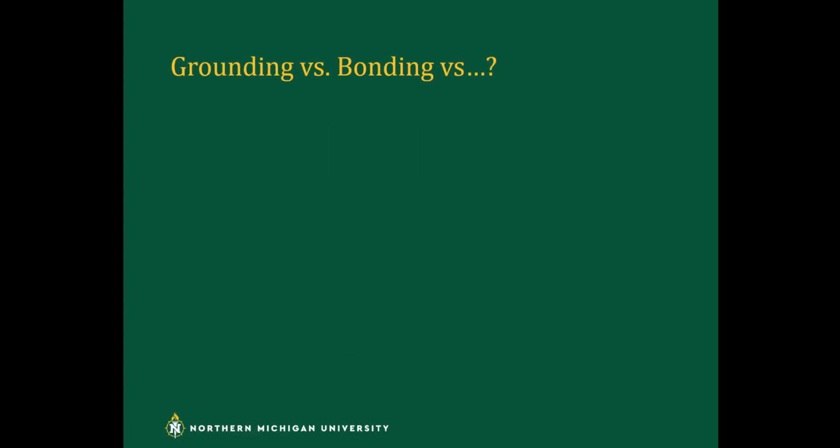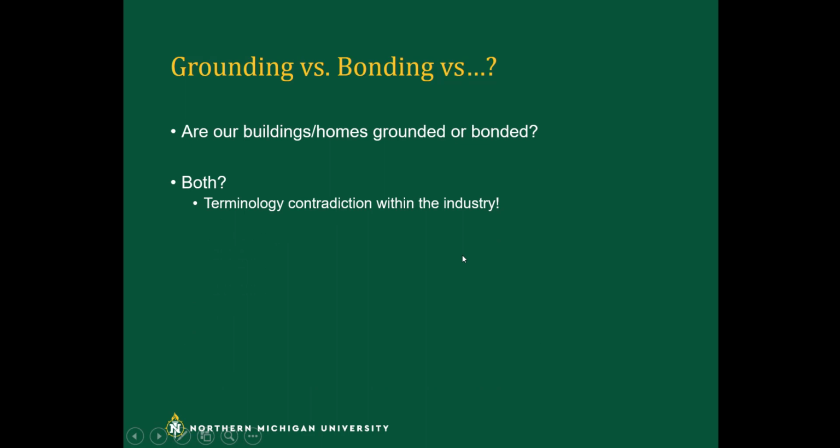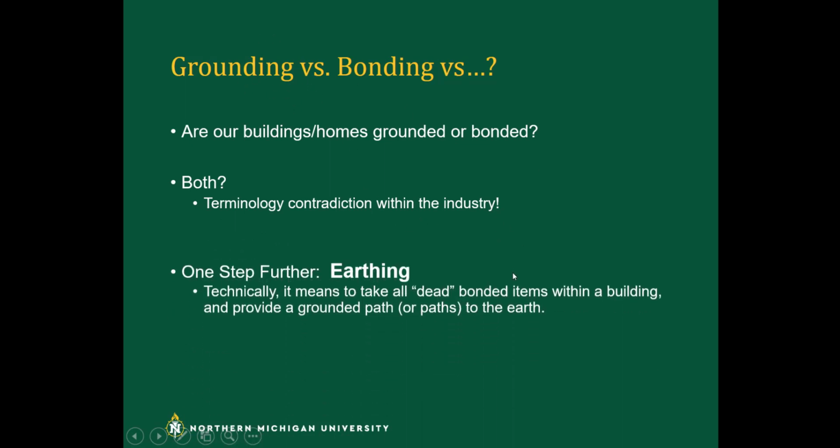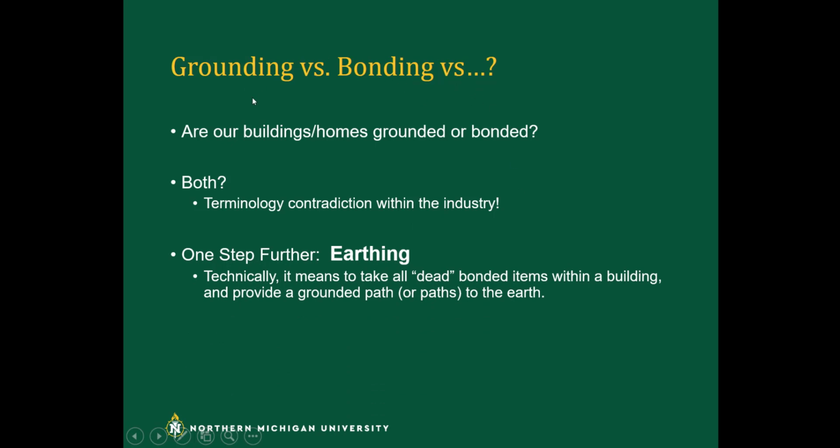Since I've been in the industry, there's always been some sort of debate about are we grounding things, are we bonding things? I think we're doing both, right? We kind of interchange them because what we're technically doing in all of our buildings is bonding everything together, but then we're also taking it to ground. I've heard the term earthing used before as well. This is where we're taking all of the dead bonded items within a building and providing a grounded path or paths to the earth. So what we're doing in general is earthing. But you'll hear different terms used a little bit interchangeably, but this is what all those three things mean.